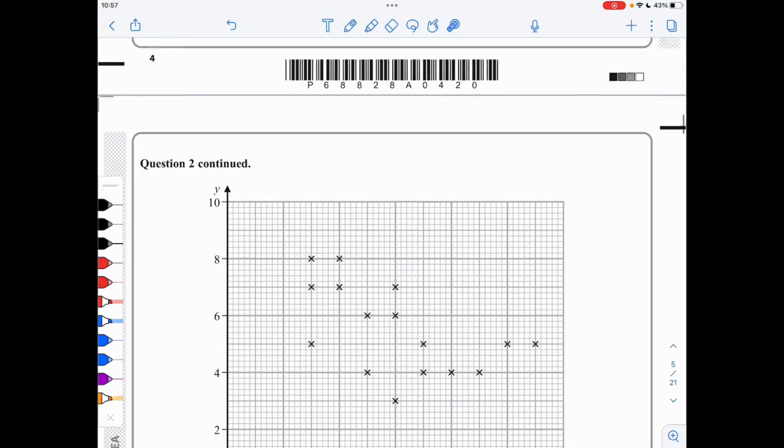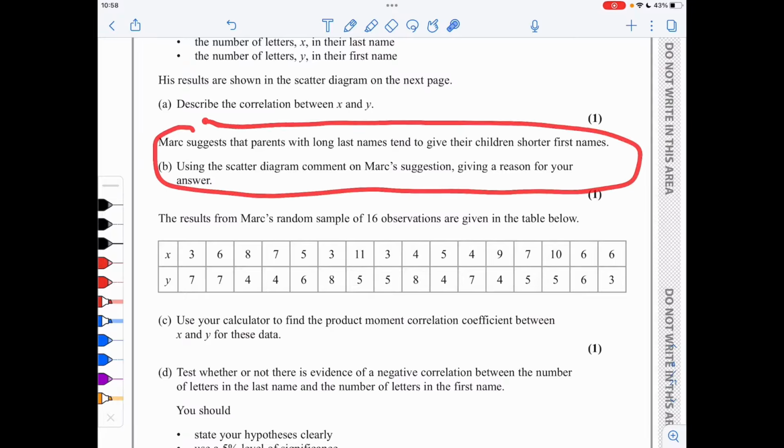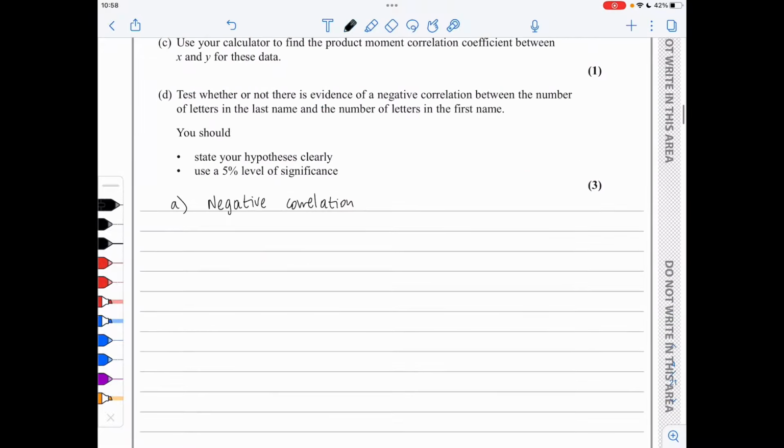Part B, we have a suggestion by Mark that parents with long last names tend to give their children shorter first names, and we need to comment on Mark's suggestion by referring to the scatter diagram. Well, we simply have to say that as x increases, y decreases. Hence, Mark's suggestion is valid.